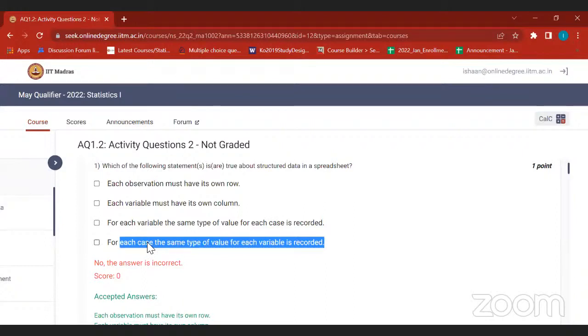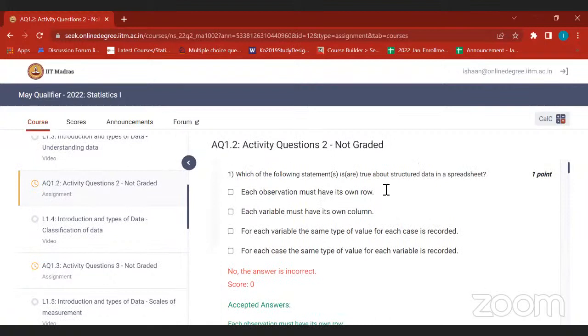For each case, that means for each row, the same type of all the observations in that particular row should have the same units. Right? Yeah, because that's what the statement means. For each case, the same type of value for each. Like in a particular row, all the values should be of the same type or the same unit. Okay. Which doesn't depend on the column then. Yeah. Okay.